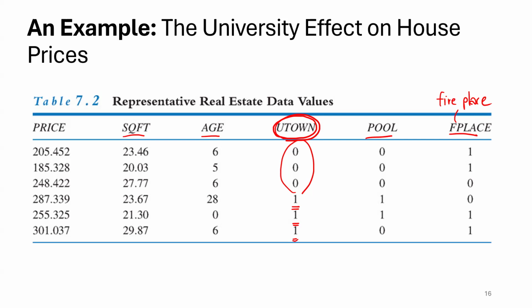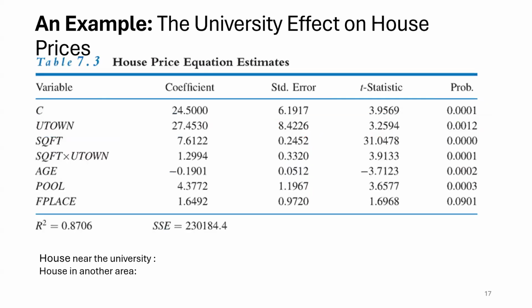Utown, yes. You can ask different questions as you want. This is the example that they did. They did the equation like this. So they put in all the dummy variables, plus they multiply Utown with square feet as well. So they use both an intercept and a slope dummy variable.